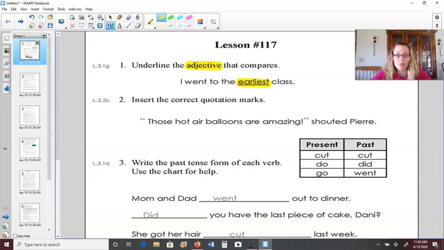On number 2, we need to insert the correct quotation marks in the dialogue. "Those hot air balloons are amazing," shouted Pierre. Remember, we put quotation marks in front and after the exact words of our speaker. So Pierre is shouting, "Those hot air balloons are amazing." So we put quotation marks around his exact words.